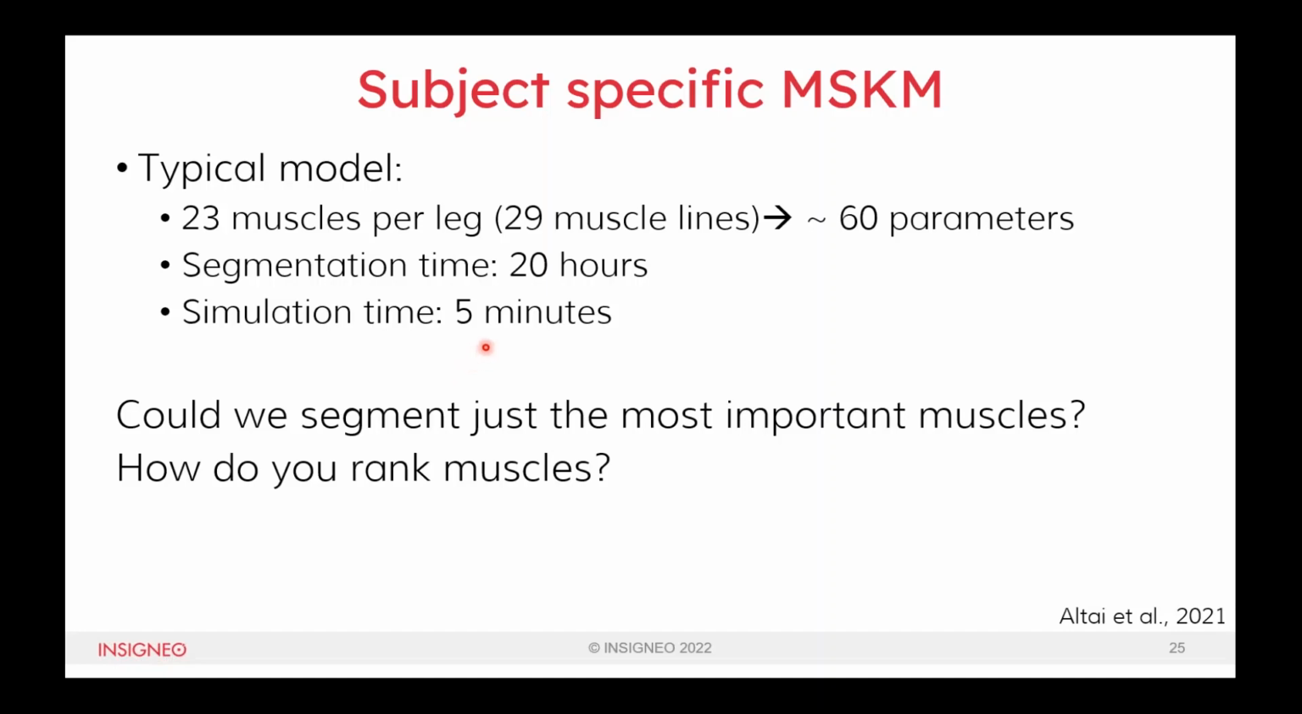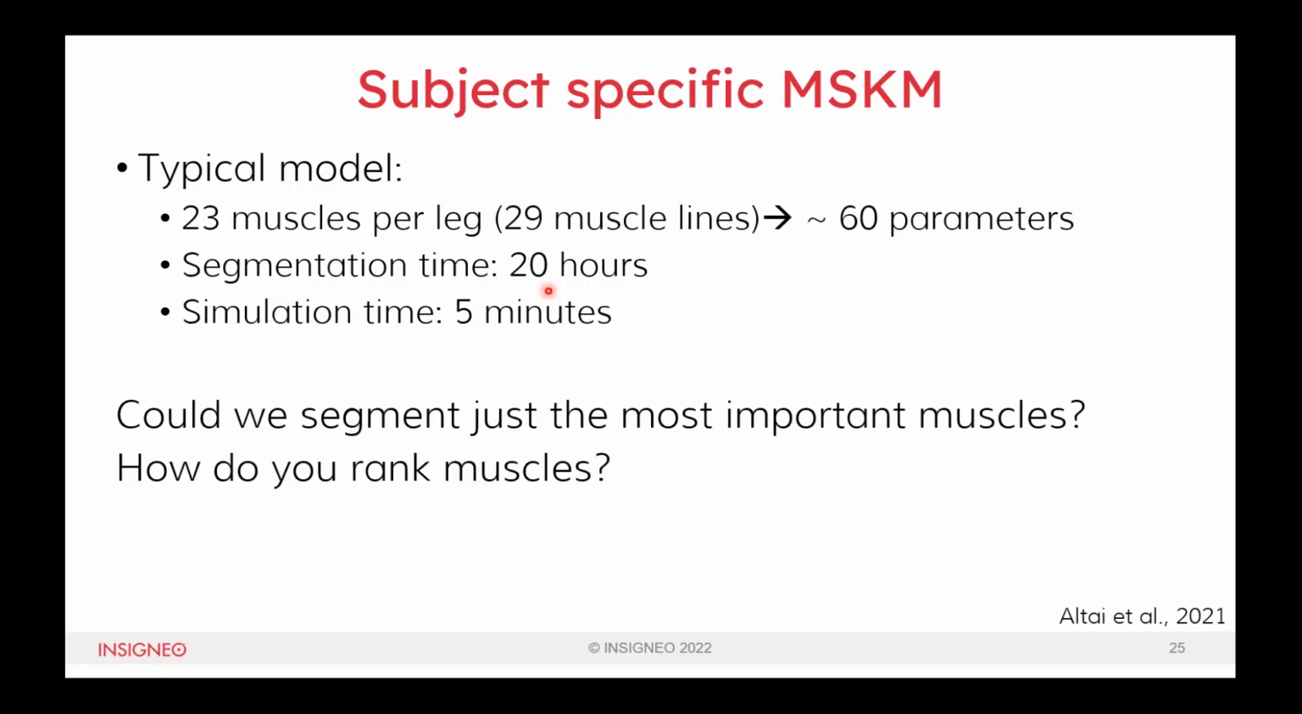Musculoskeletal simulations are usually quite fast to run, so they take 5 minutes, but before you can get to the simulation, you have to segment the muscle, and a skilled and experienced operator can need up to 20 hours to perform the segmentation of the lower limb. So the question comes naturally, could we only segment the important muscles and focus our attention on the important muscles and consider the other muscles with a minor level of personalization?